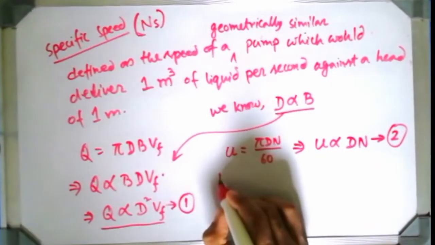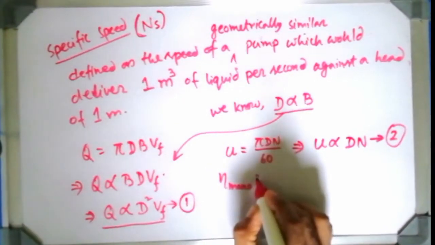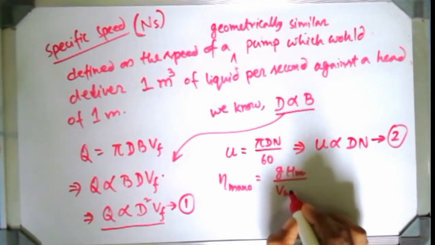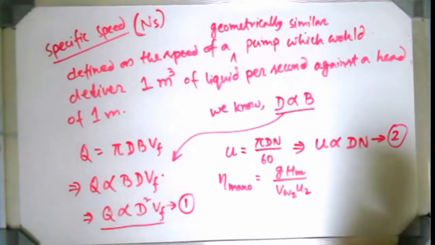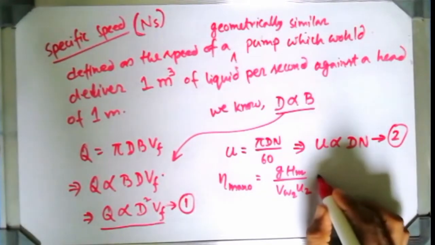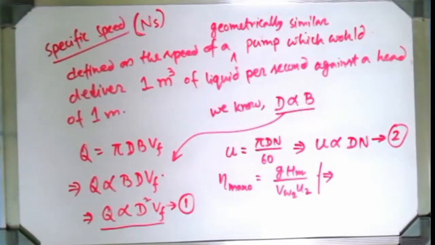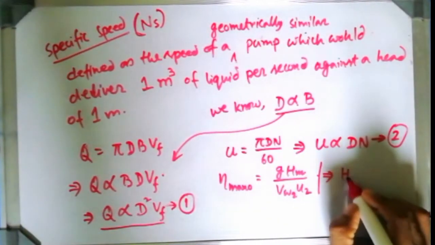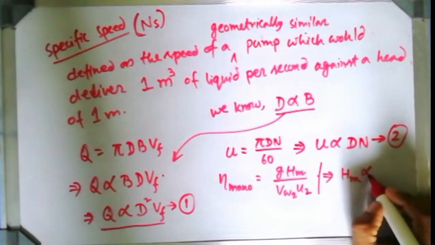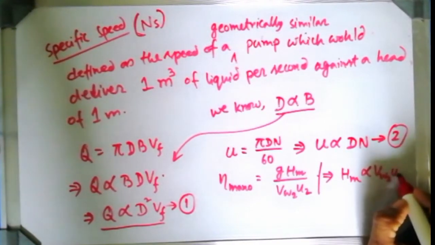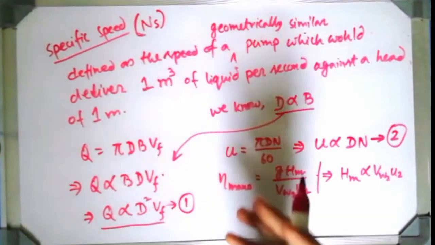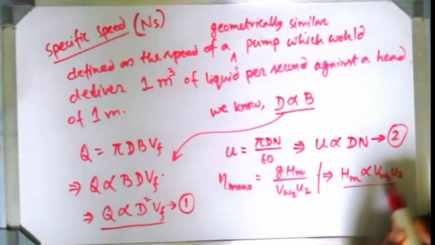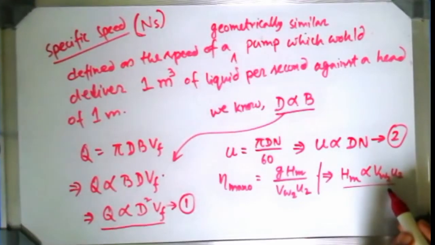Now see, we have already seen eta manometric, that is the manometric efficiency, can be written by this expression g Hm by Vw2 U2. That expression already I have used. So from here what we can see? We can see if the manometric efficiency is remaining constant, then I can write Hm is directly proportional to Vw2 U2, because the manometric efficiency will remain constant for a pump. If we consider so, then Hm varies as directly proportional to Vw2 U2.